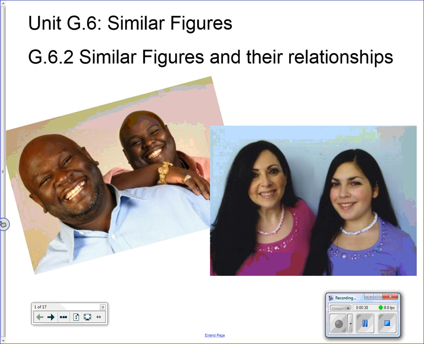Now, when we're going to be looking at figures like polygons, rectangles, pentagons and things like that, we're going to want to determine if they're similar. And if they are similar, then we might need to use some basic math to find some missing sides and missing angles. Let's get started.